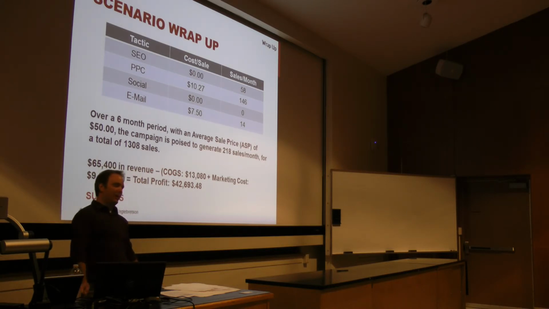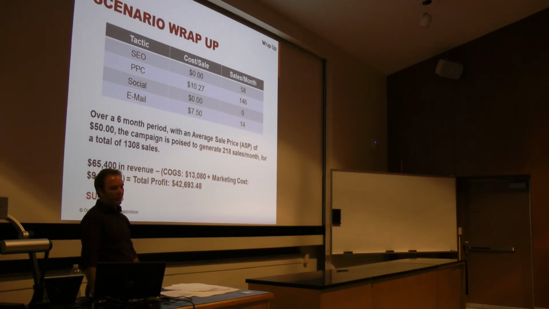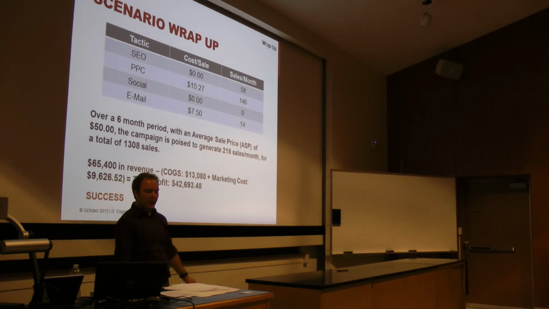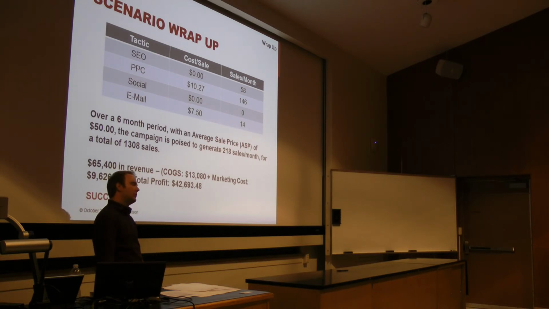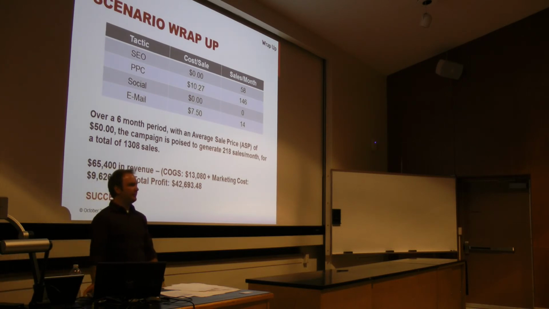For social, we're not going to do it. For email, at $7.50 cost per sale, we're going to sell 14. So over the 6-month period, with an average sales price of $50, the campaign will sell 218 sweatshirts a month, and I'm going to make 1,308 sales for $65,400 in revenue. My cost of goods sold was $13,080. My marketing cost was just under my $10,000 at $9,626.52. So I just made $42,000 selling sweatshirts on the internet in 6 months.